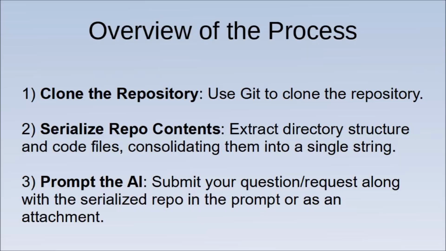Here's an overview of the process. First, you git clone the repository. Second, you find the directory structure of the repo and all of the code files in it, and you take this info and lay the directory structure and the contents of all of the code files in a single string of text. Third, you prompt AI with whatever request or question and include the repo that's serialized into the string either in the body of the prompt or as an attachment.